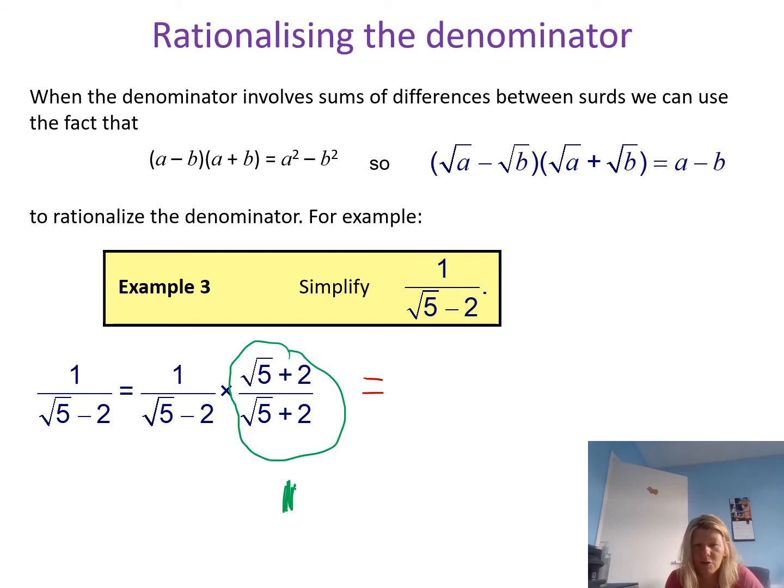Well, we know on the bottom, because we're doing this difference of two squares thing, we're going to get root 5 squared, which is 5, minus 2 squared, which is 4. So that's what the bottom's going to become, and 1 times the top, so we just get root 5 plus 2 on the top. And that ends up, because the bottom is 1, as just root 5 plus 2. Simple.